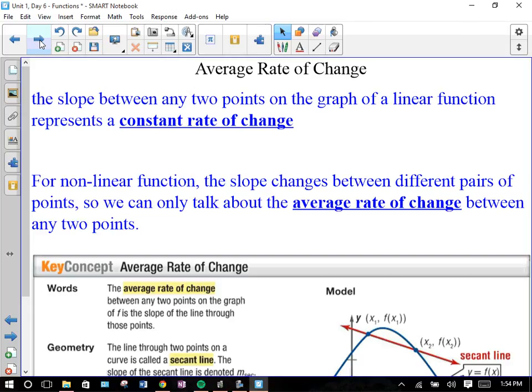However, since we are getting a little bit smarter and more advanced, we don't want to just have to find the slope of linear functions. Even at the end of this year, you still won't be able to find the slope of a curve exactly. Next year, though, you will be able to. But for non-linear functions, meaning anything that's a curve, the slope changes between different pairs of points. So we can only talk about the average rate of change between any two points. We're not talking about slope per se, but average rate of change. However, we calculate it just about the same way.